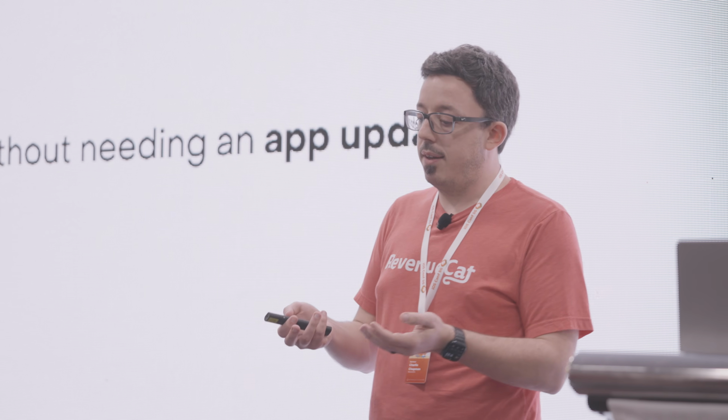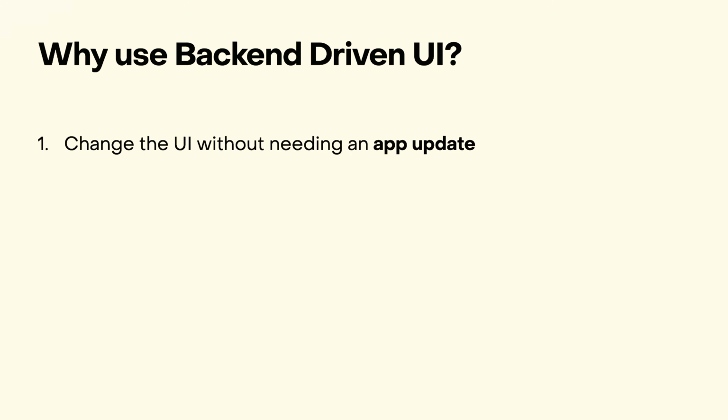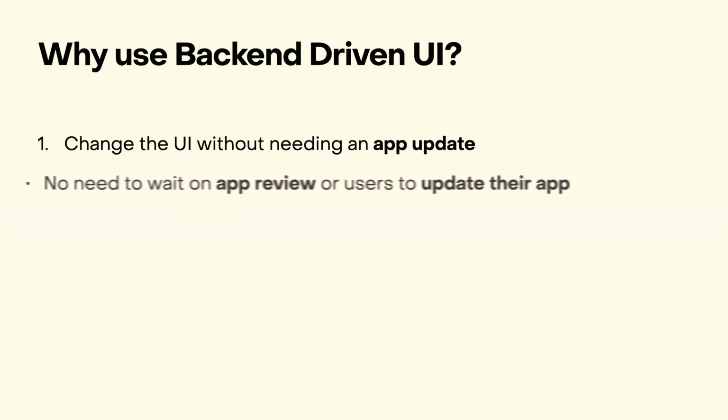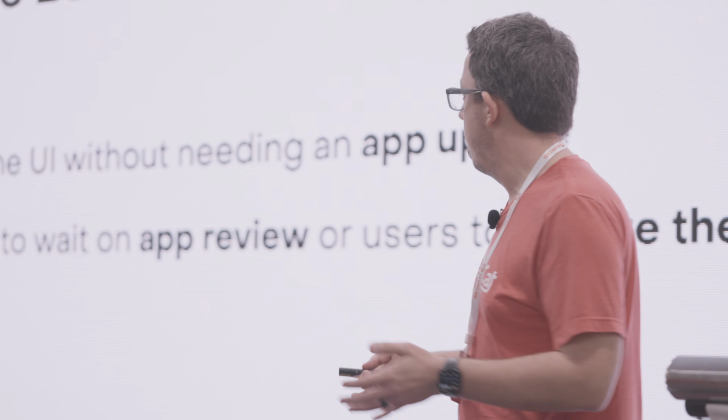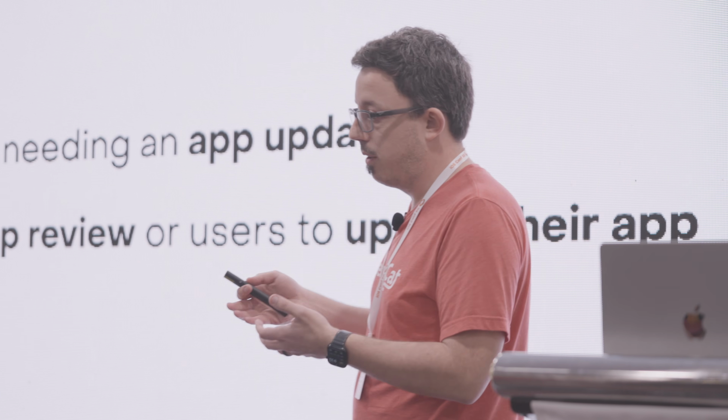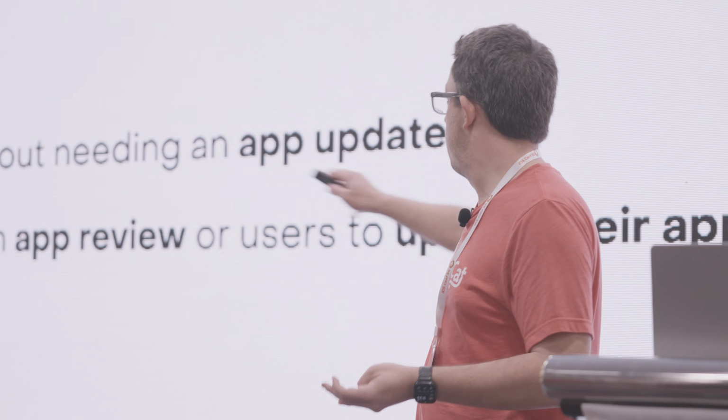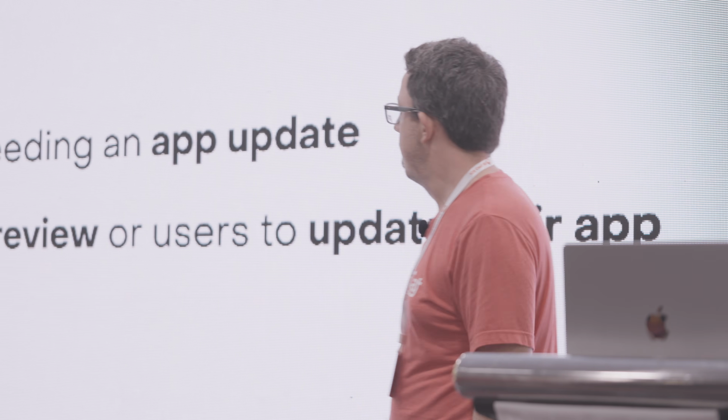So why do people set up frameworks like this? There's a couple different reasons. The big one is that you can change the UI without needing to do an app update. We all know how long we've spent trying to wait on app review to get something out that marketing is begging us for. But even once you get your code pushed out through the App Store, you have to wait for users to download that. And so it can take a lot more time. So one of the biggest reasons is just speed.